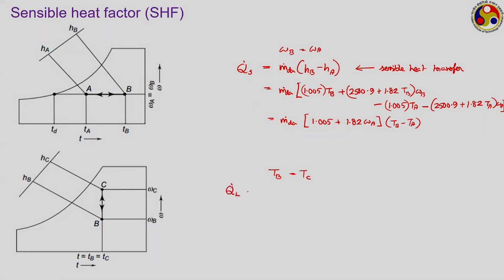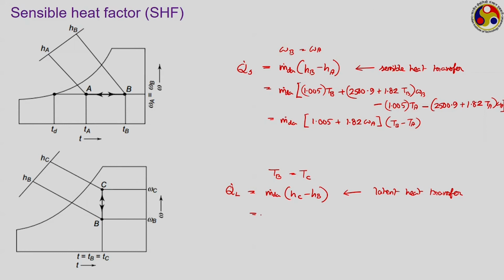Then how much is the total heat transfer in this case? The total heat transfer will be equal to the mass of dry air into H C minus H B, and this entire heat transfer is actually latent heat transfer, because there is no change in temperature, only a change in the moisture content. So, it is pure latent heat transfer, and that is why we are using the subscript L. How can we calculate the magnitude of this latent heat transfer?